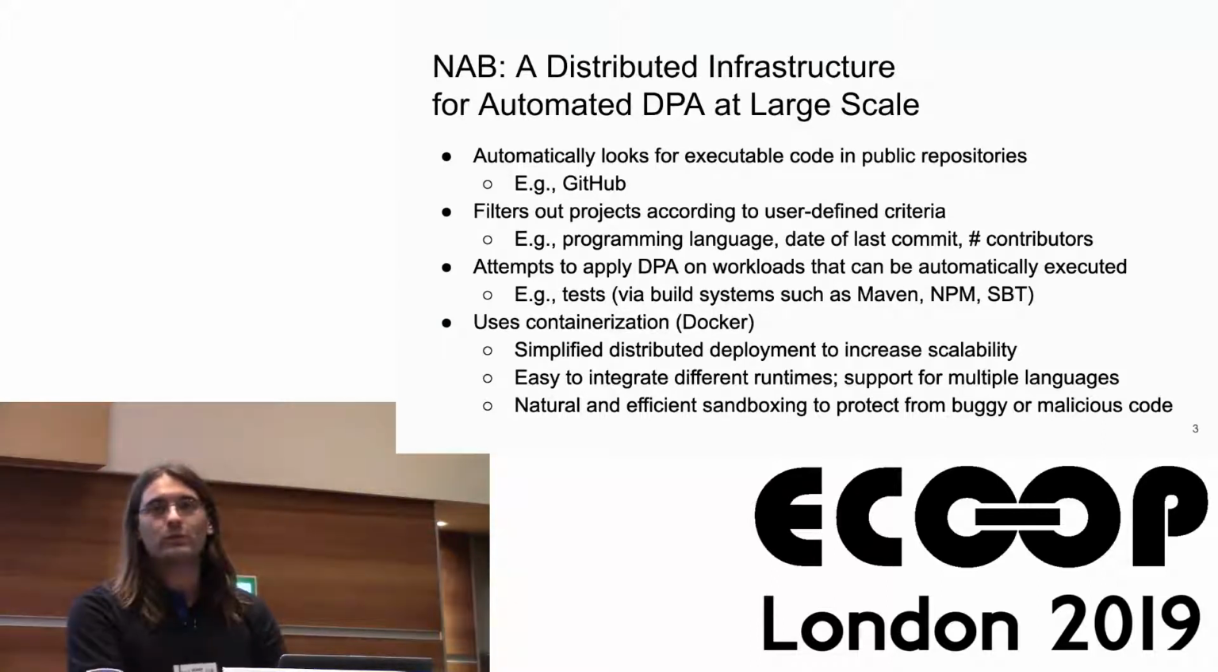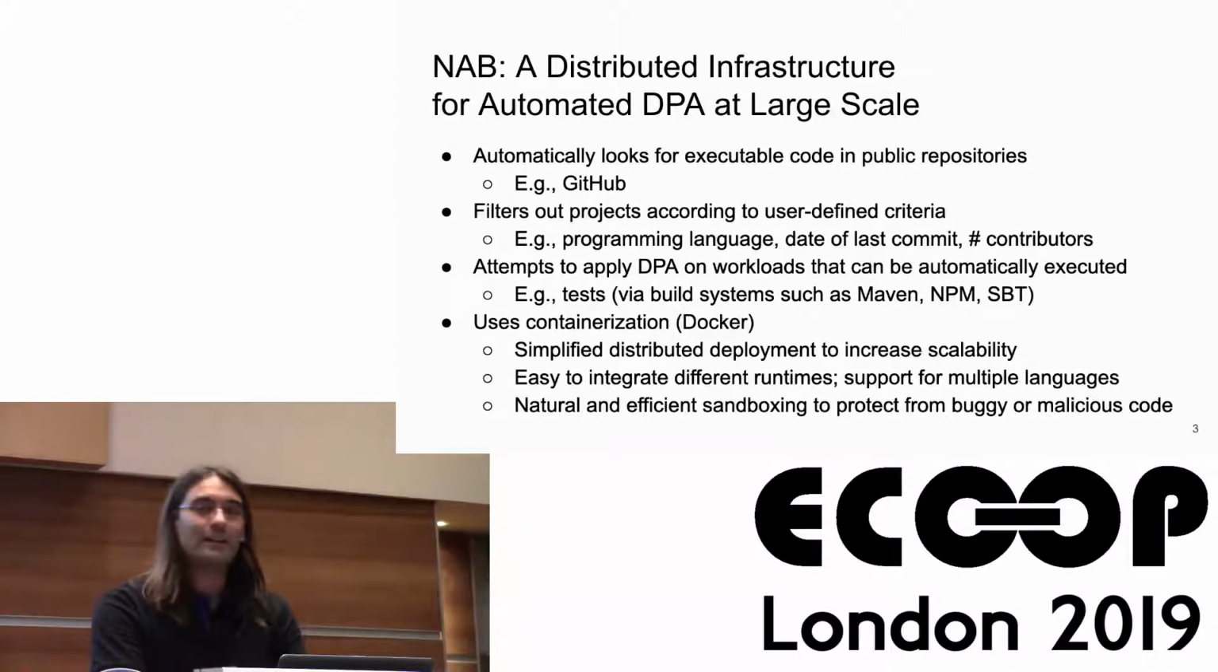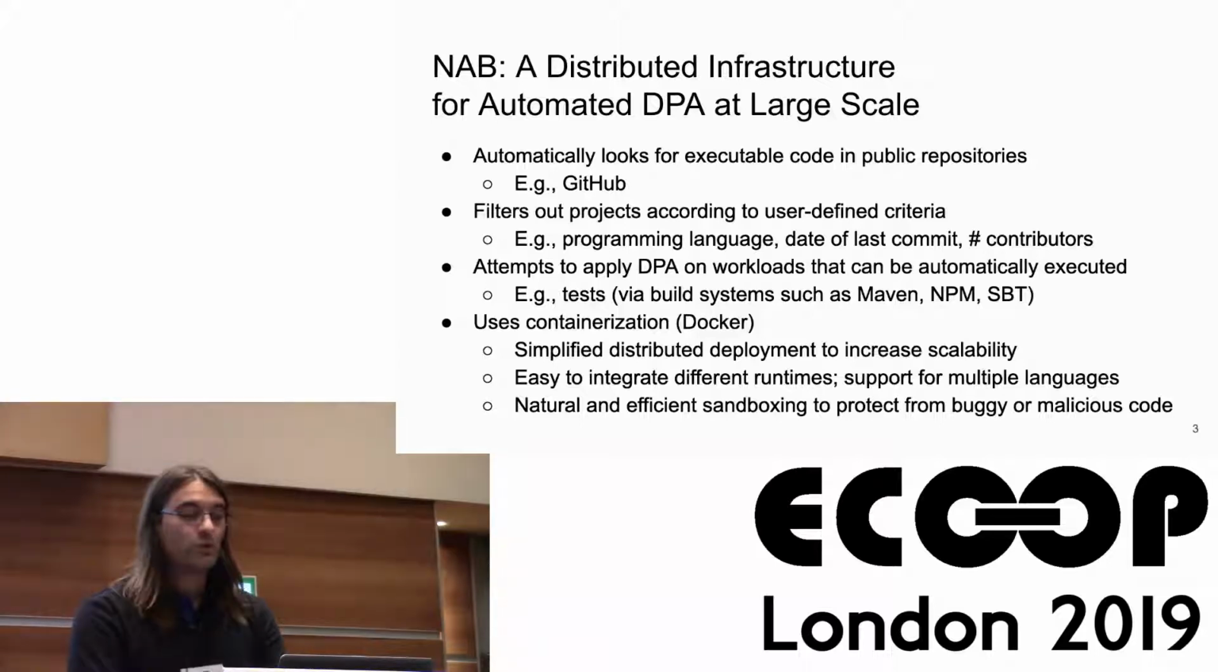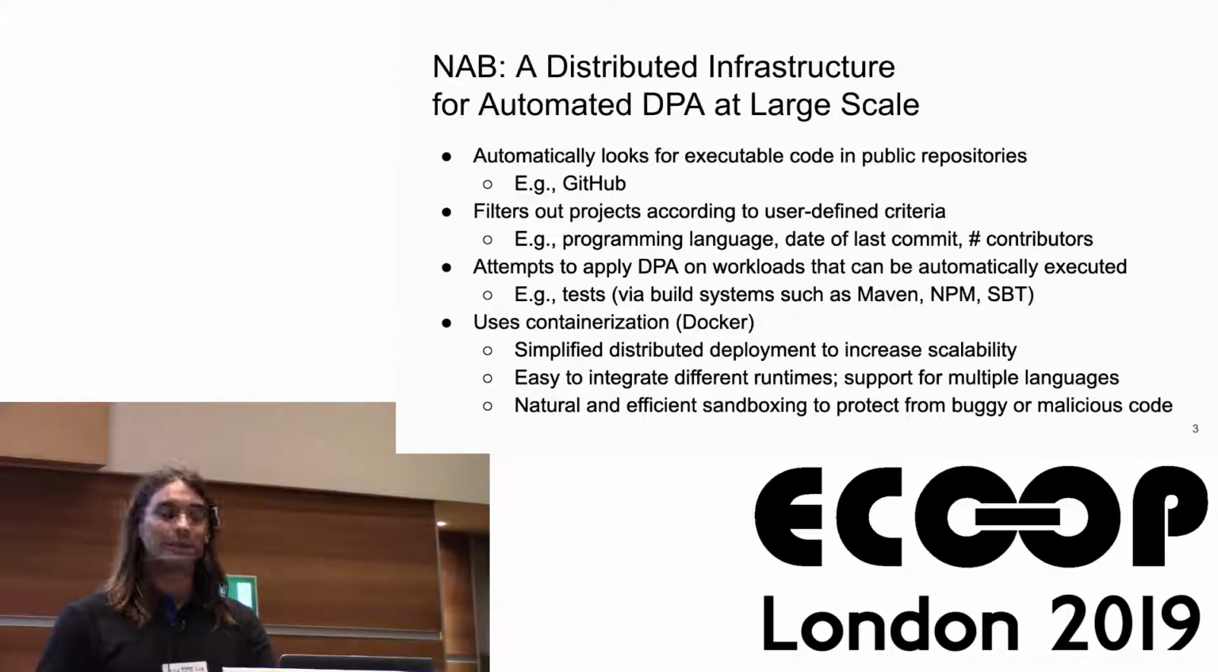NAB uses also containerization, in particular via Docker. There are several reasons why we designed NAB around using containerization technology. The first one is that it simplifies distributed deployment, which is fundamental to apply DPA at the scale of code repositories and also obtain results in a reasonable time frame. Another reason is that it makes it easy to integrate different runtimes, and so it is also easy to support multiple languages. In fact, NAB at the moment supports JavaScript, Java, and Scala.